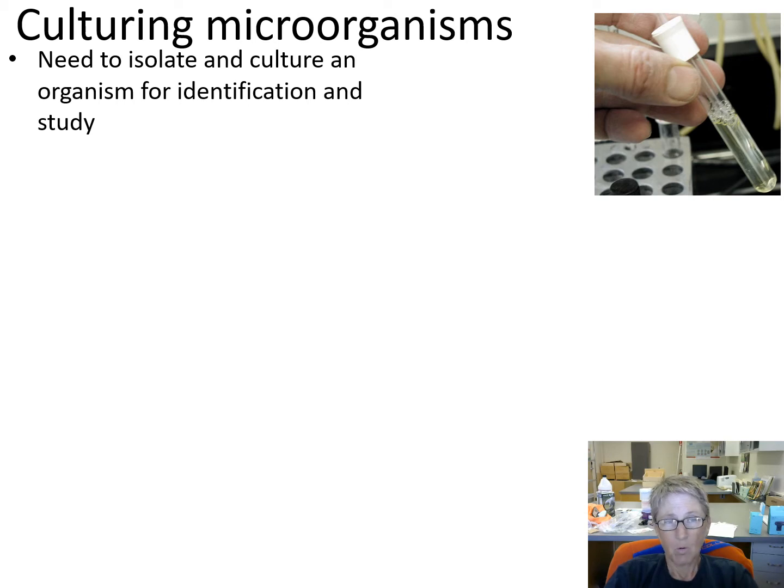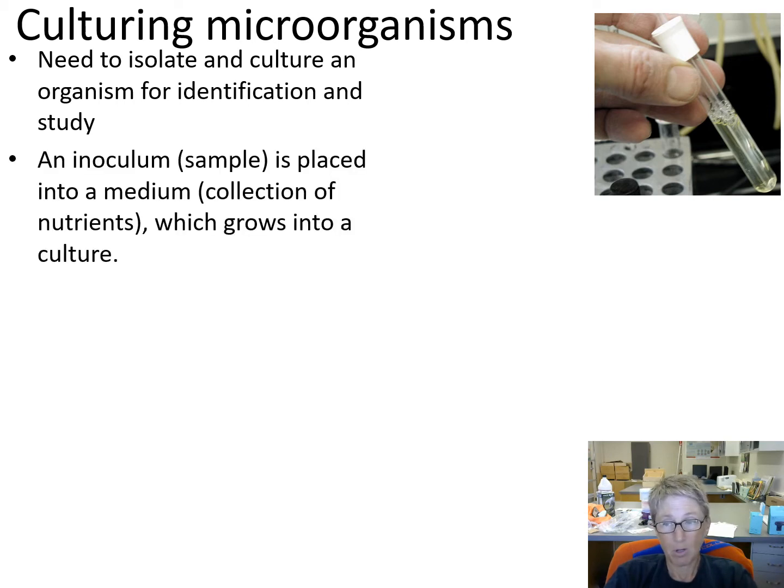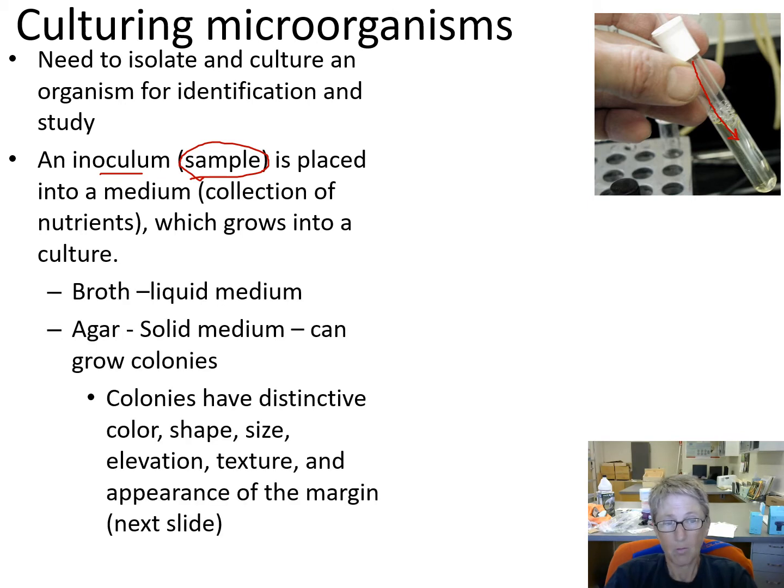If you want to study an organism, you have to isolate it, and then you have to be able to culture it or grow it. So you take an inoculum of your sample of interest with the microbe in it, and then you inoculate it into this medium. That's where all the nutrients are that the microbe would like, and then it can grow into a culture. So you could have a broth culture, that's liquid medium. You could have an agar culture, that's solid medium. We covered that in previous chapter 6 videos. You can grow colonies on that agar.